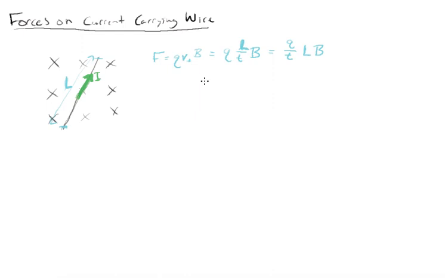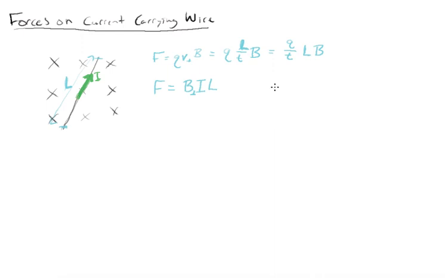So Q over T. But Q over T, if we don't forget, is current. So if we just rewrite this, and I like to write it in this order just because it spells out Bill, we've got the force is just BIL, where B and I have to be perpendicular to each other because the force here has to be perpendicular to that, and the current is in the same direction as the velocity. So we've got BIL, and that's that.